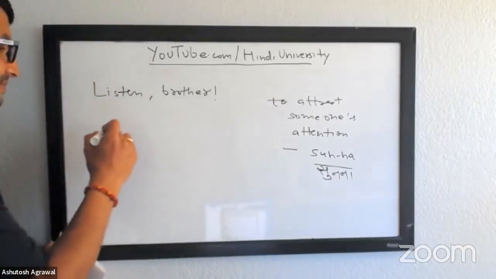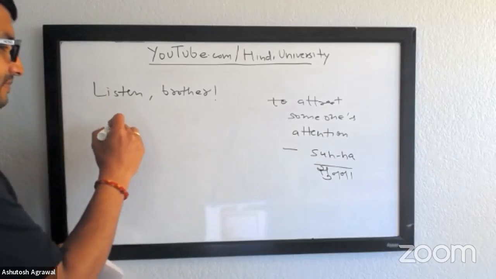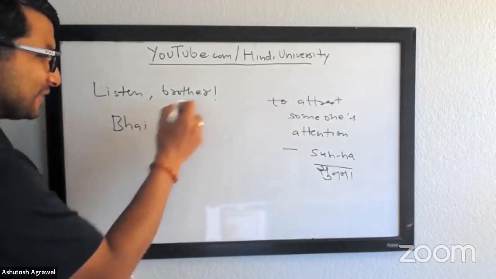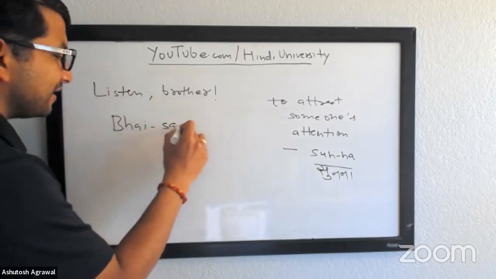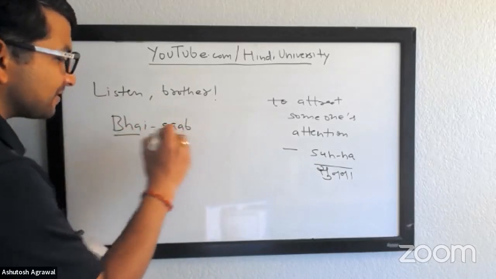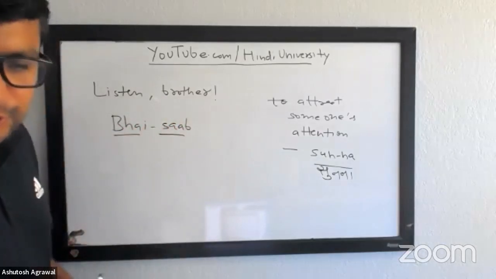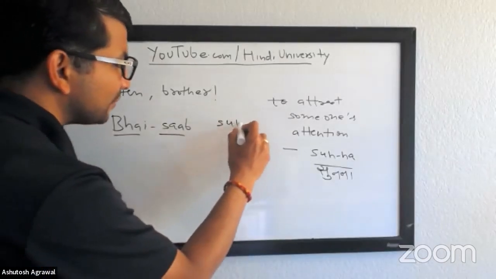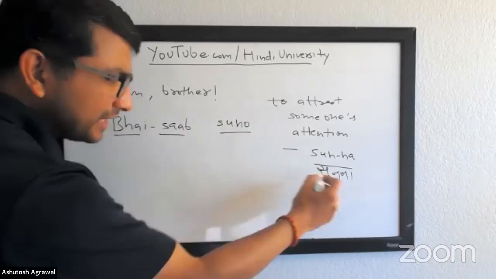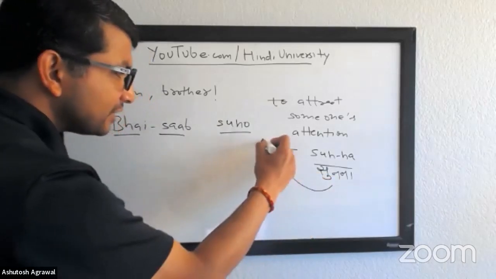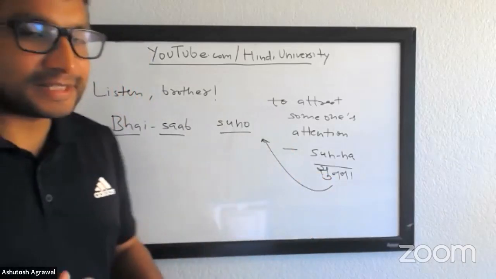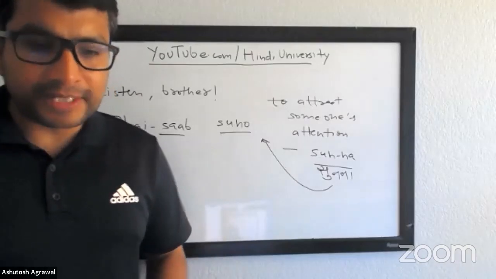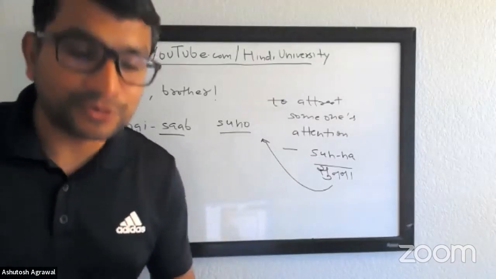Bhai Saab, Suno. Bhai is brother, but Saab is generally said to give respect. Bhai Saab, and then you are saying Suno. Suno is derived from the verb Sunna, which means to hear, but in this case you are using it as an imperative to get the person's attention. Bhai Saab, Suno.